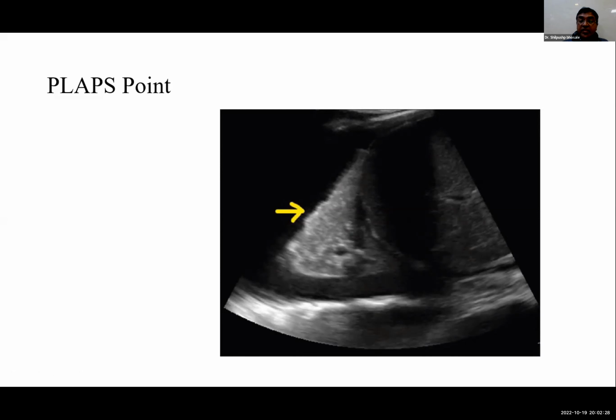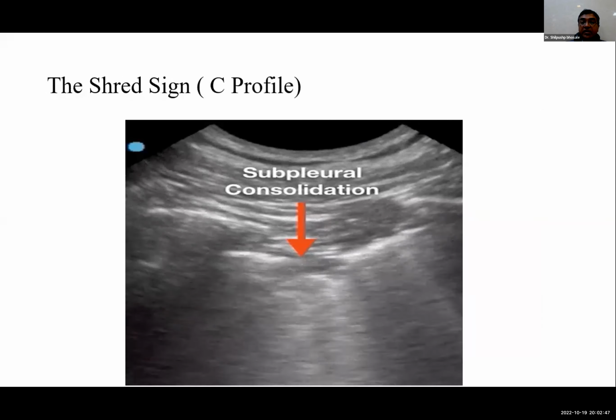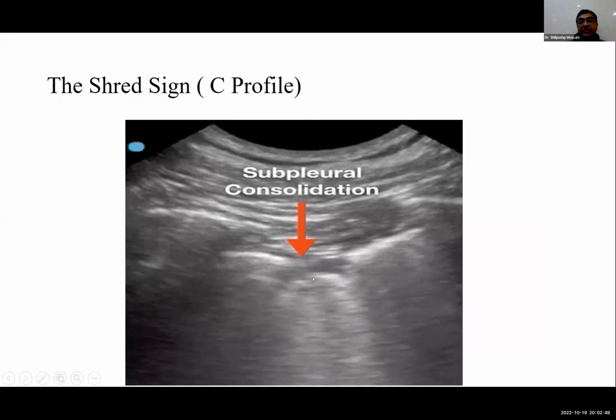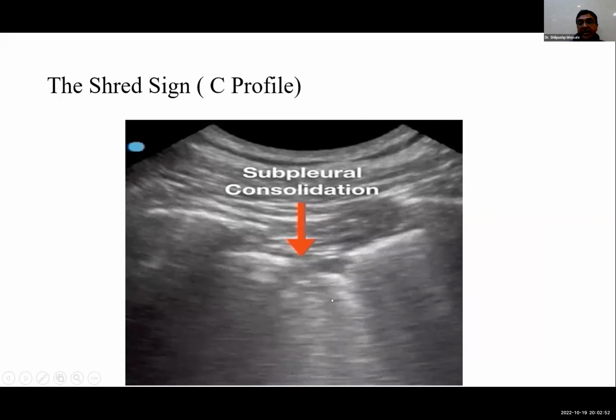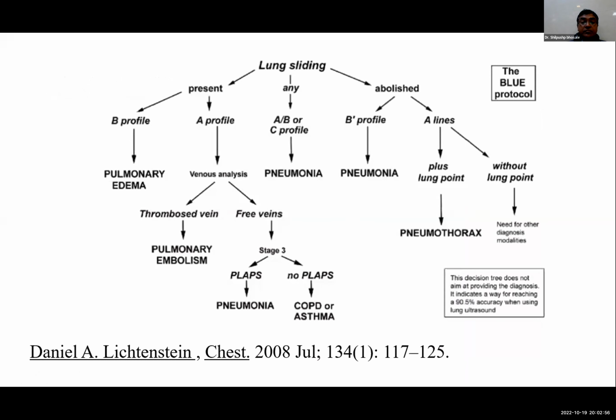If you put the ultrasound, most of the pathologies are gravity dependent. So you will have pleural effusion, consolidations in this area. You can see and diagnose consolidation. It is also described as C profile and described in terms of signs. We call it the shred sign. It looks like a shredded appearance of the lung.